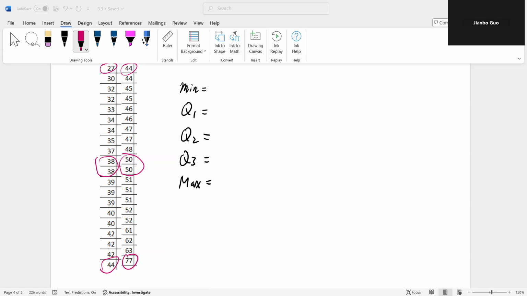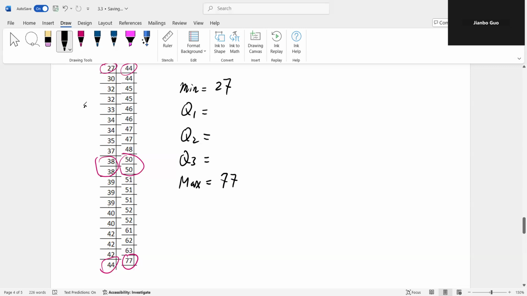The maximum is 77. Let me show you how we find the five-number summary based on a sorted data set. Minimum: 27, the smallest value in the data set. Maximum: 77, the biggest value in the data set. Median. Median is Q sub 2.